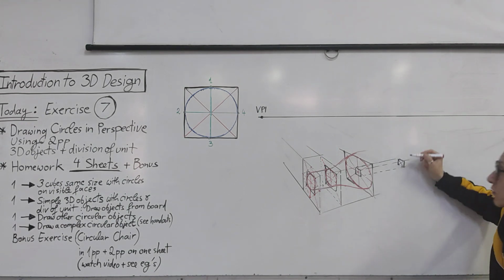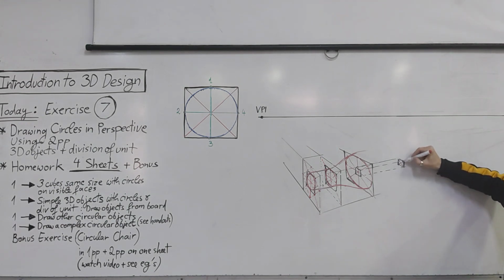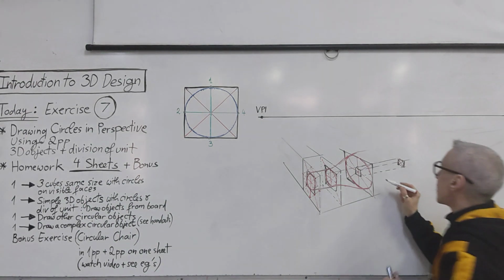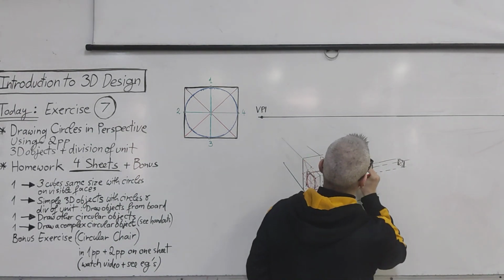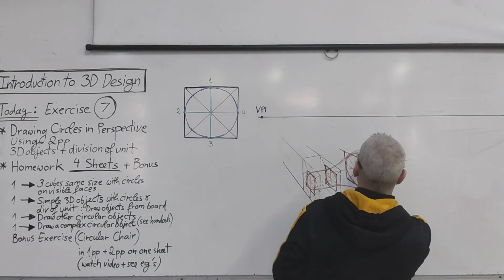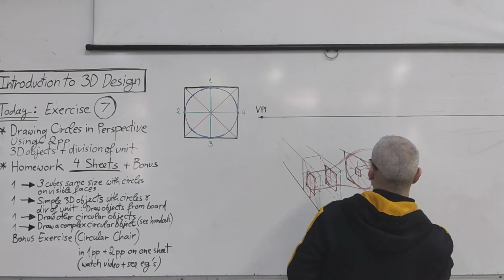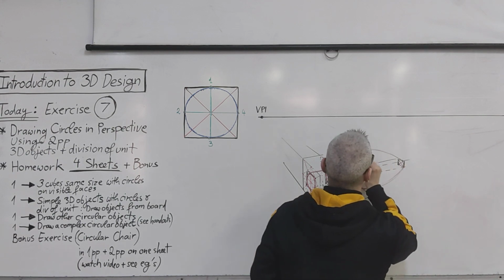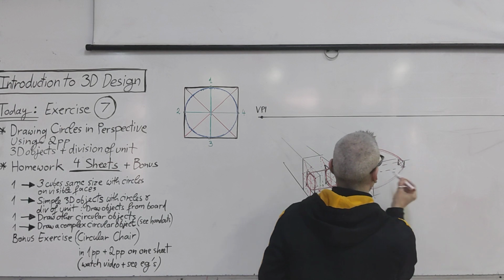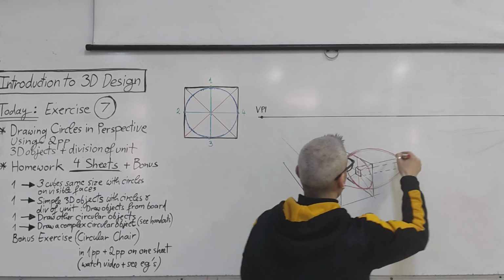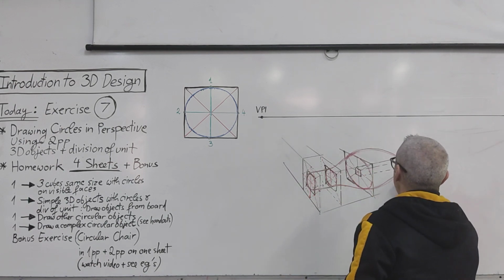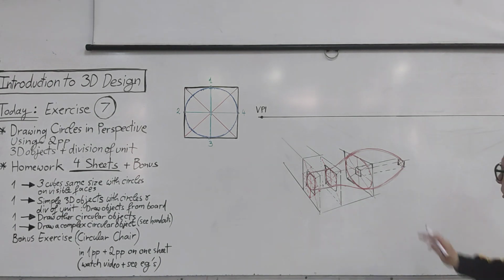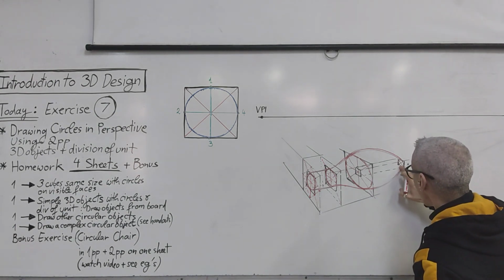If it's circular. If it's not circular, that's another story, okay? But we're dealing with circles now. Then we connect again. We connect the big circle to the small circle, and we could end up with an object that looks something like this, okay? For example.